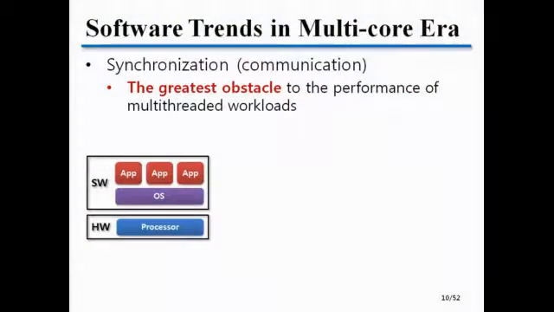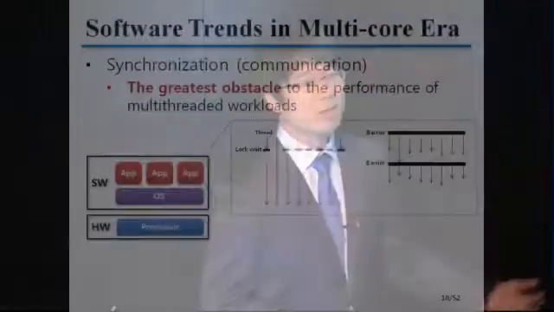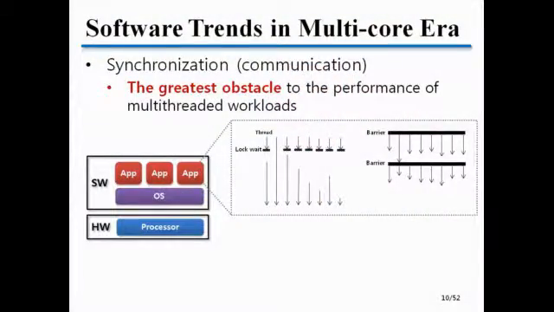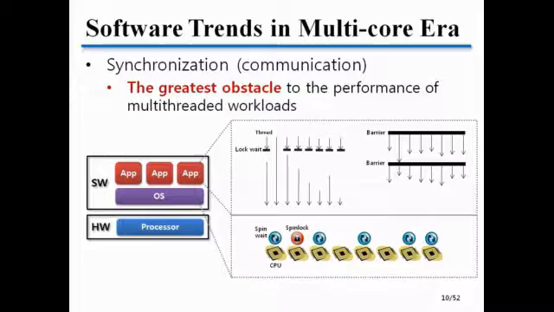In such applications, synchronization has been well known as the greatest obstacle to performance, limiting their parallelism. In the user space, multiple threads communicate with each other by using lock or barrier synchronization primitives. And also in OS layers, multiple kernel contexts running on each CPU may contend for shared resources with synchronization such as spin locks.